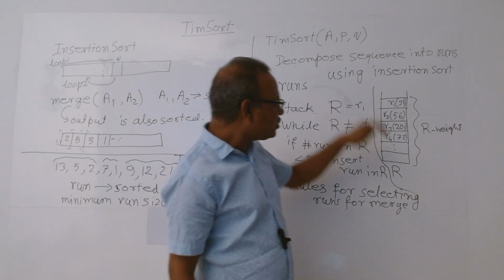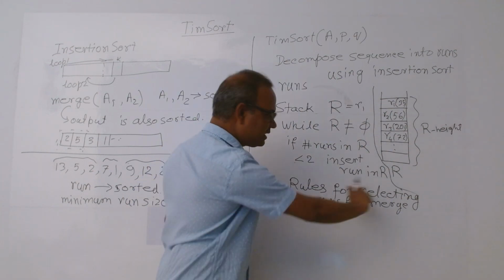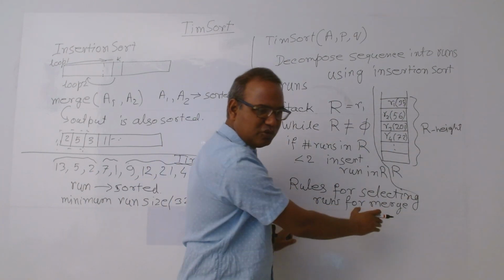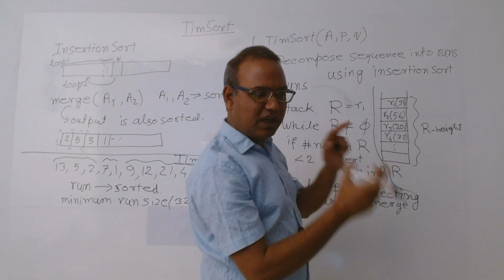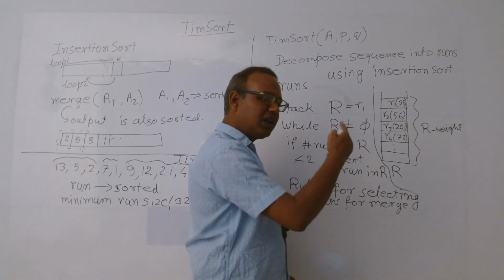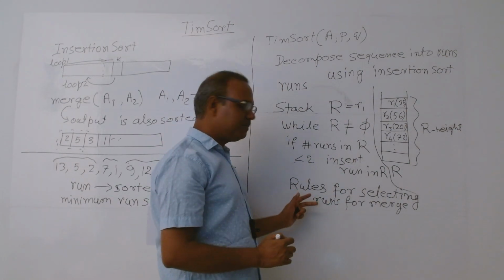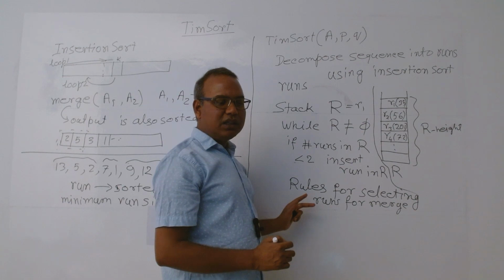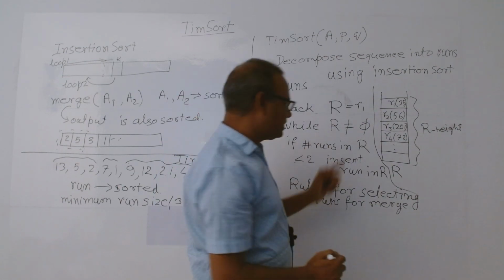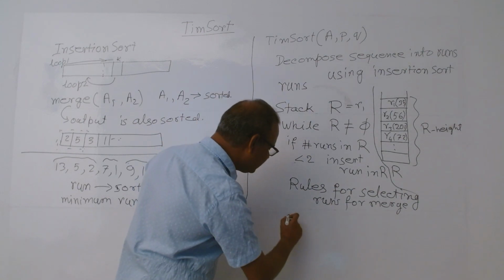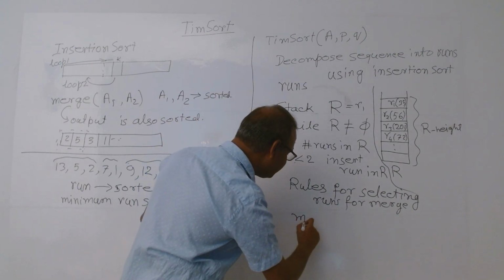In this way, there is a collection of many rules. Look at the top three, then look at the top four. Which ones are the minimum? So the ultimate objective is that the two minimum runs will be selected for merging. And the merge operation is written here as merge collapse.